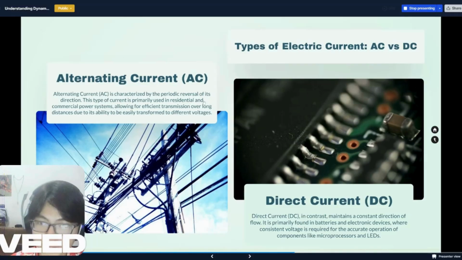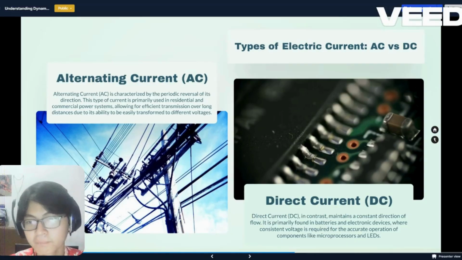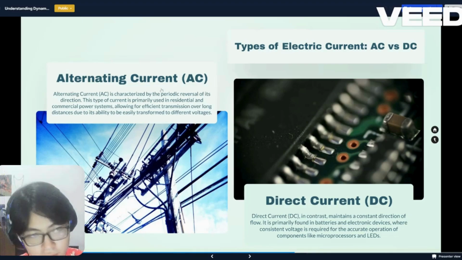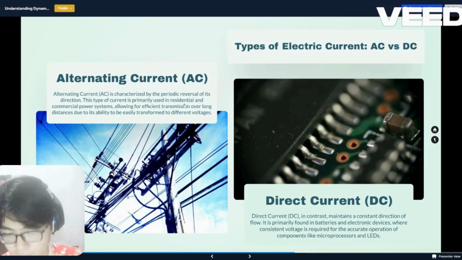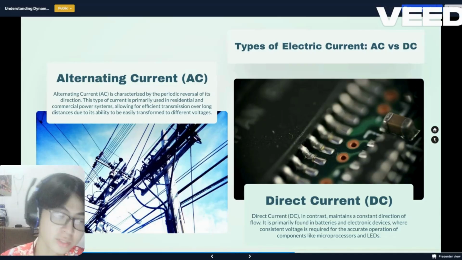Whereas alternating current is basically used in huge power grids across the country, which is ideal because it can be transformed into however much you wish.